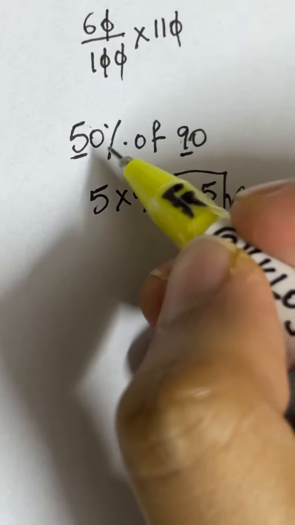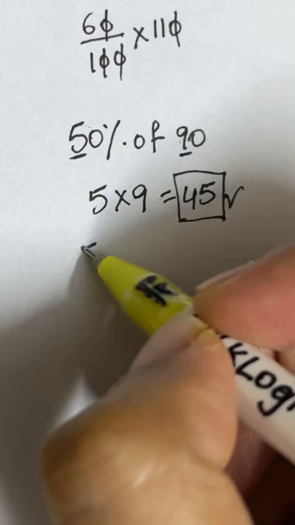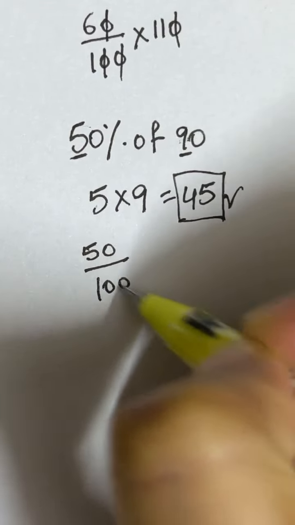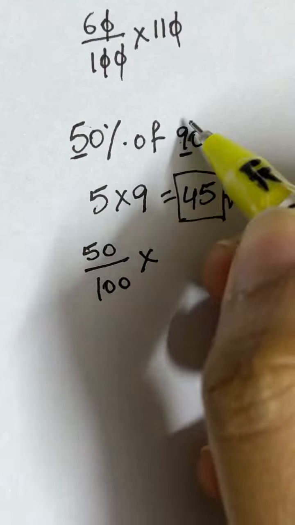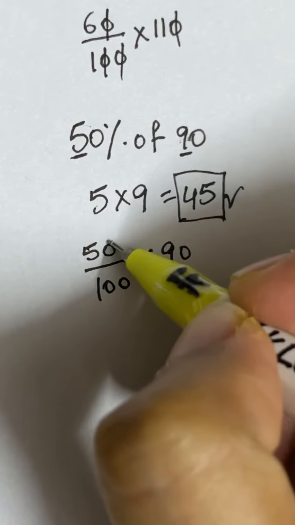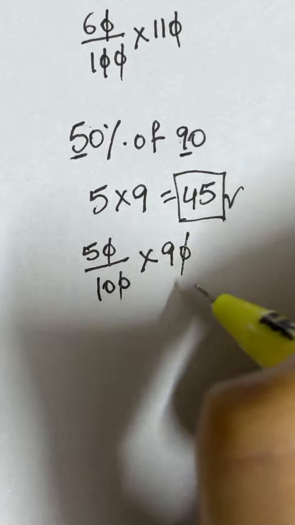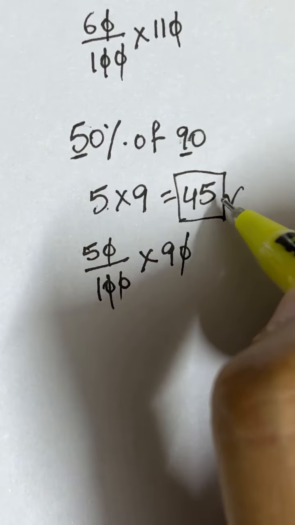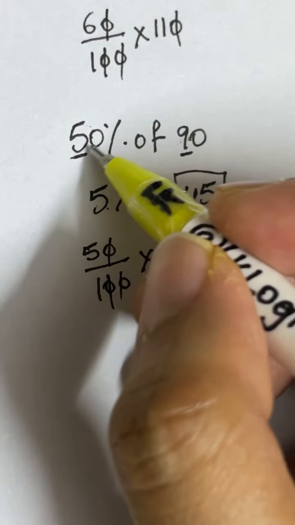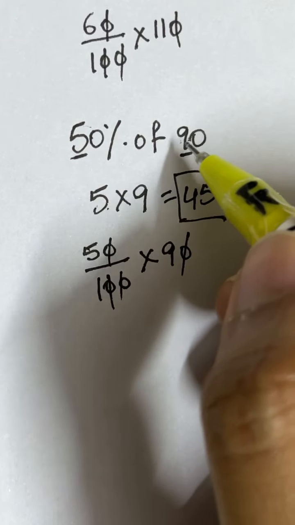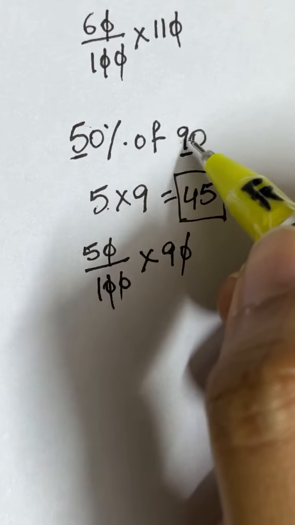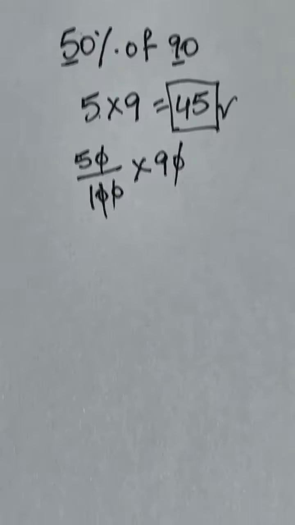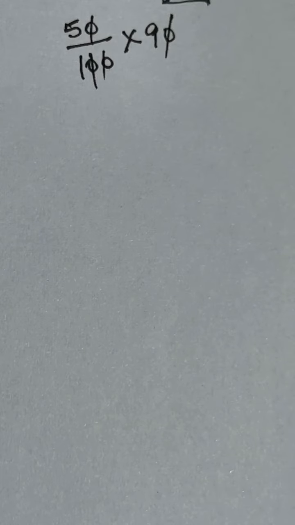Okay, so what's the logic behind that? The percent symbol changes to out of 100. 50 per 100, 50 out of 100. Of is multiplication and this is 90. So the two zeros cancel out with the two zeros in the denominator, and you're only left with 5 times 9, that's 45. So whenever you have 50% of 90, or if someone asks you 60% of 90 or 70% of 50, whenever you have multiples of 10, you just need to multiply the numbers.